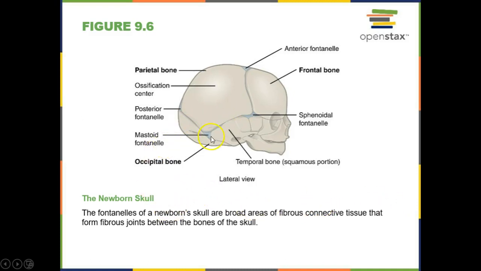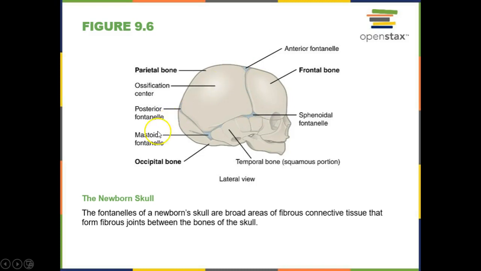And here you can see the fibrous joints also here. You don't see it again, but there's a squamous suture. You still have that suture line there. You have a suture line here. And then you have these fontanelles.